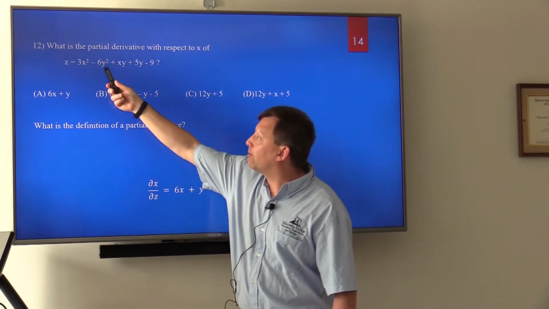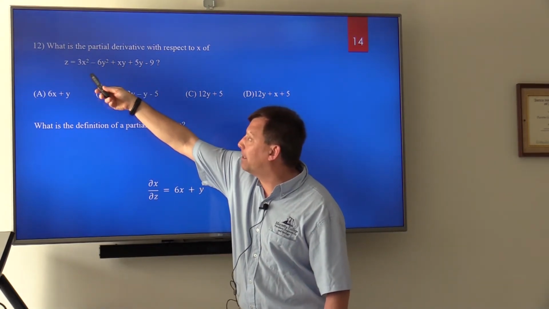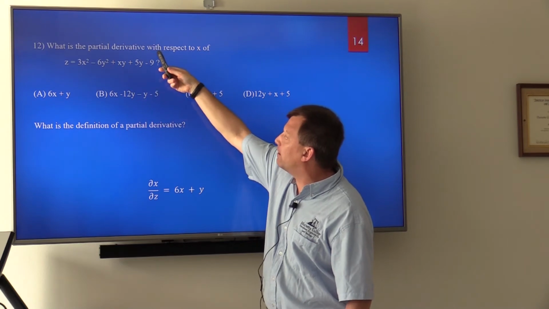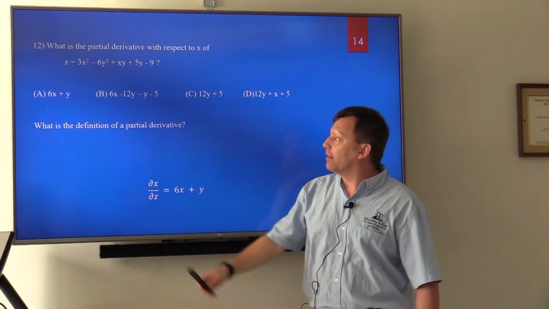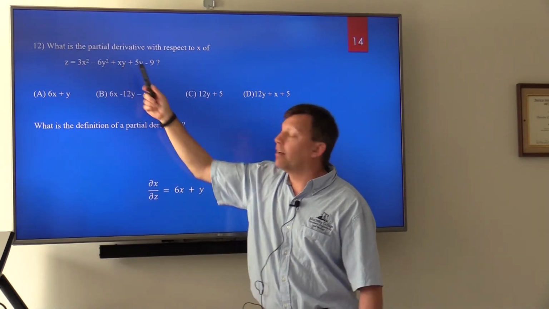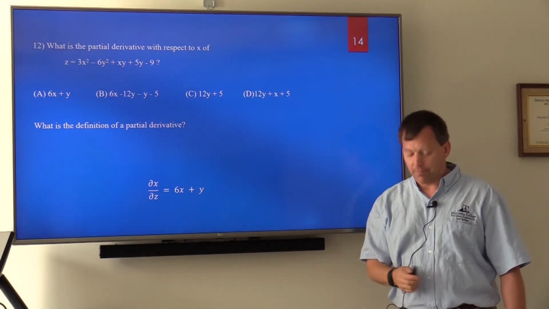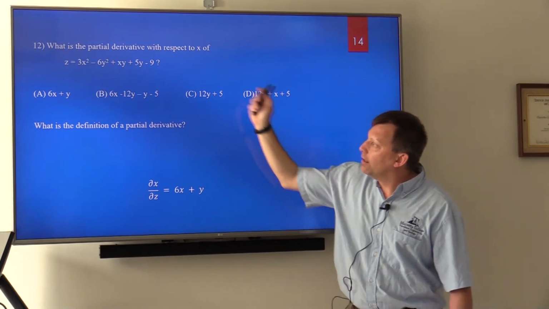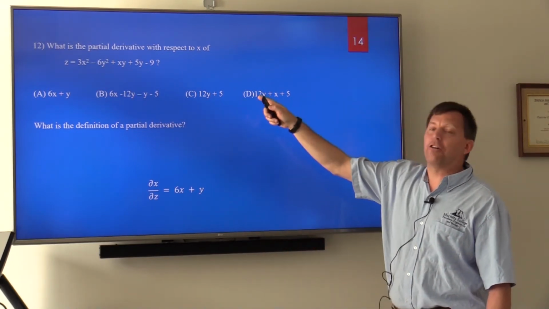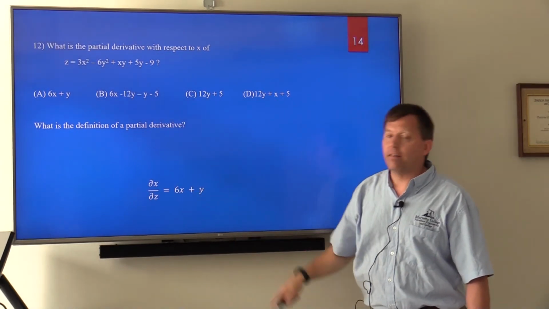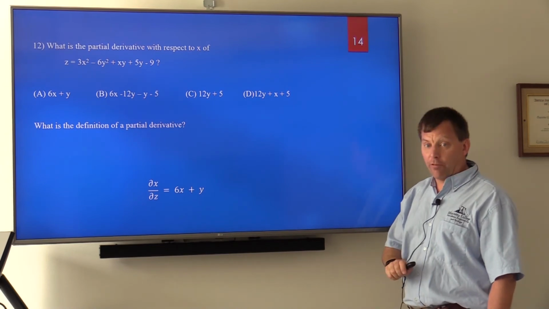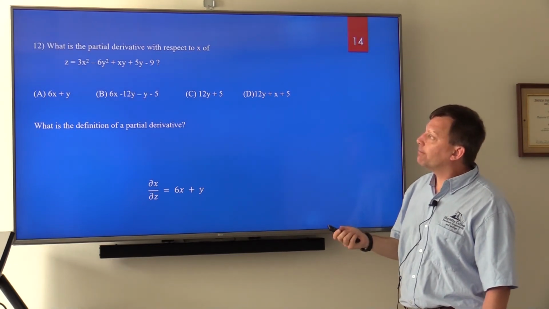Because this is a 6y squared, we don't care about it. That becomes a constant. This becomes a constant. This becomes a constant. So you're only going to differentiate the 3x squared and the xy, and you're going to get 6x plus y. So again, don't just try and differentiate the whole thing. When it says partial, you need to know you're only doing the variable to be differentiated, and the other ones are treated as a constant.